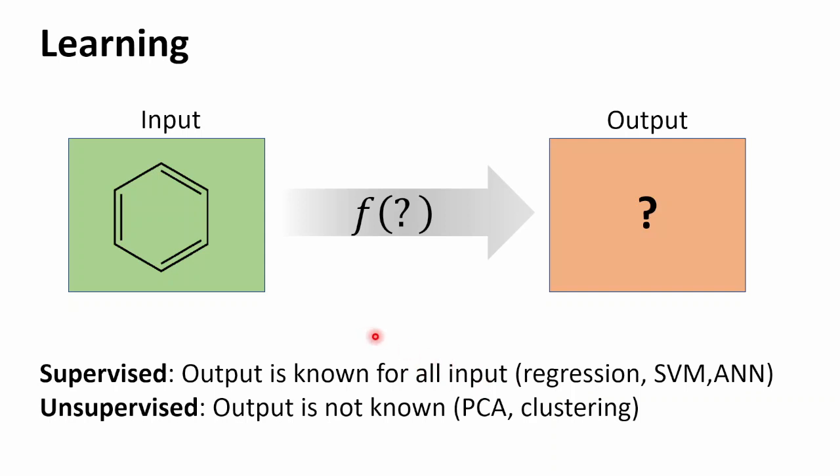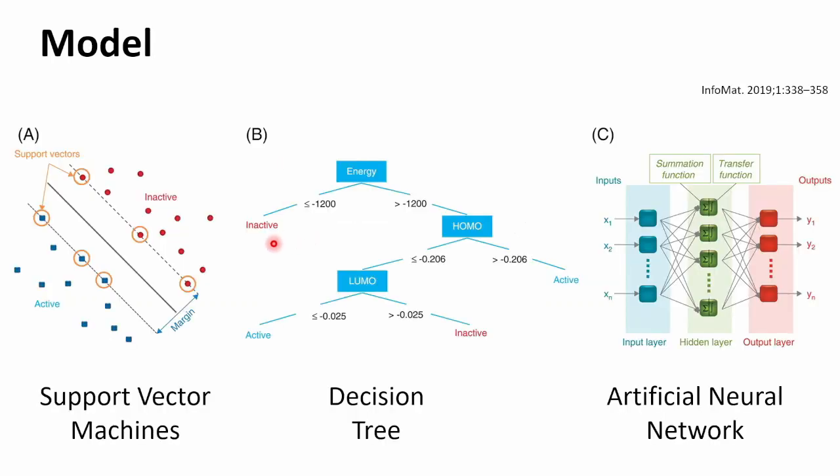type of applications. So now that we know what type of learning to use and what the goal is, we can then select a model. And models could be classical models like support vector machines or decision trees. Support vector machine tries to find a hyperplane in a higher dimension. For example, if we have two-dimensional data, it'll try to find a hyperplane in three-dimensional data so that it could separate something like active or inactive.